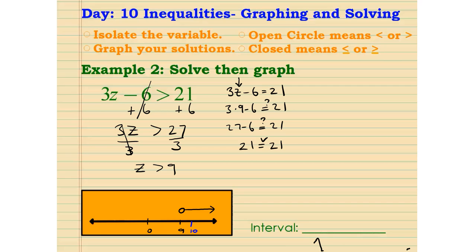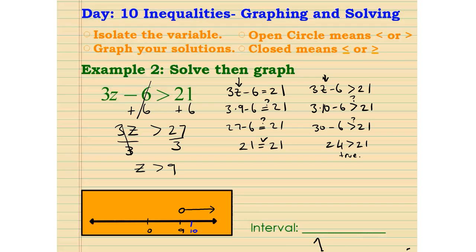Our inequality was 3z minus 6 greater than 21. When I substitute 10 instead of z, I should get a true result. 3 times 10 minus 6 greater than 21. Is it greater than 21? That's what we are checking. 30 minus 6, is it greater than 21? And 24 turns out to be yes, greater than 21. This is a true statement, which is confirming that our direction was also true.